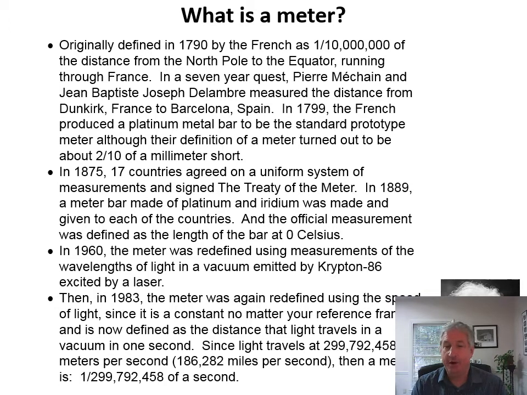The official one was the one in France, and the official measurement is defined as the length of the bar at 0 Celsius. And they added iridium because it doesn't shrink quite as much when it gets cold. What was kind of fun about this is that every year or two, people would bring back their meter bars, and they'd all travel to France, to Paris, and measure their meter bars against the standard prototype that was in France.